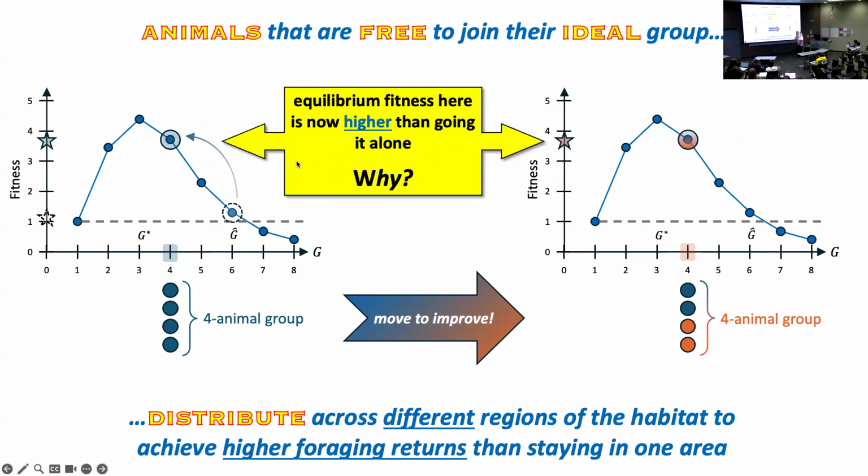So that's kind of an interesting result. Now we've got a self-organized process that has led animals to split into two distinct groups from each other, where all of the animals in those groups are doing better than going it alone. That's kind of interesting. So we've got animals that are free to move to an ideal group, and that ends up causing them to distribute into these two groups that are better than doing it alone. Yep.